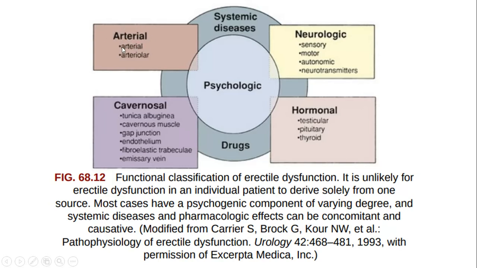Arterial disorders might be arterial itself or arteriolar, like in metabolic disorder. Neurologic might be sensory, motor, autonomic, or neurotransmitter instability. Hormonal status includes testicular, pituitary gland, and thyroid gland involvement. And cavernosal is pathology of the tunica albuginea, cavernous muscle, gap junction, endothelium, fibroelastic trabecula, and emissary vein pathology. So usually it happens due to injury.